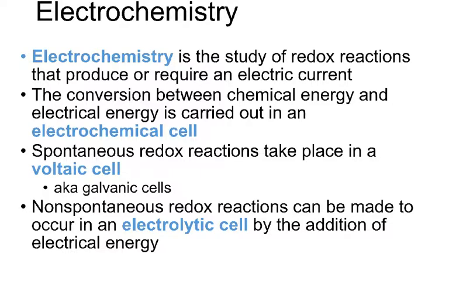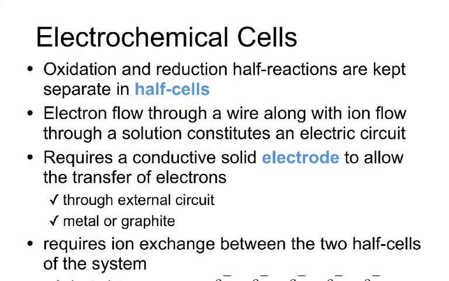The conversion between chemical energy and electrical energy is carried out in an electrochemical cell. A spontaneous redox reaction, one that actually produces an electrical current, takes place in a voltaic cell. Another word for a voltaic cell is a galvanic cell. A non-spontaneous redox reaction can be made to occur in an electrolytic cell by adding electrical energy, and we will talk about that towards the end of this chapter.